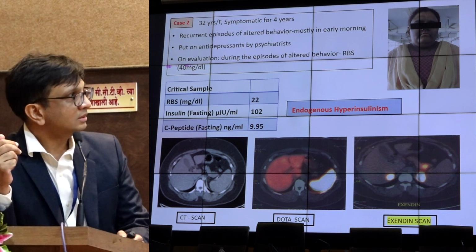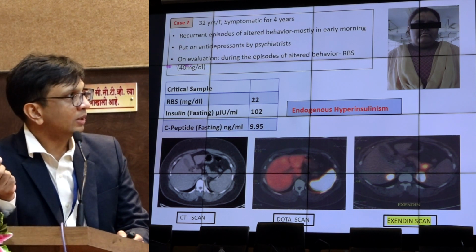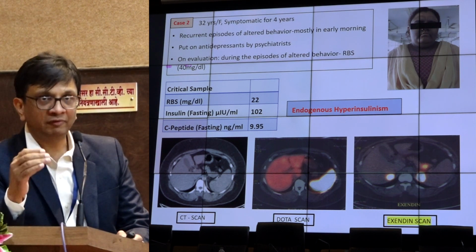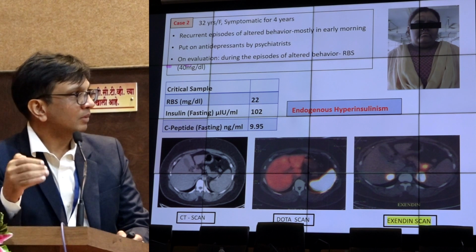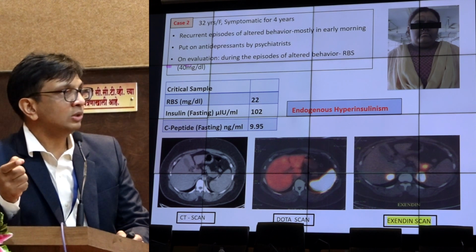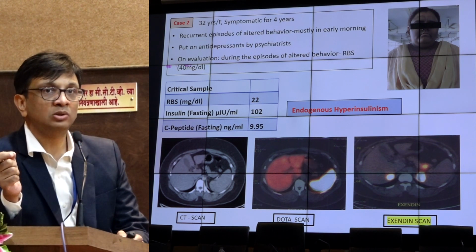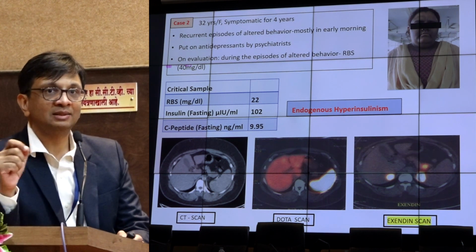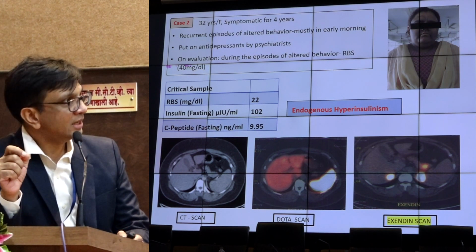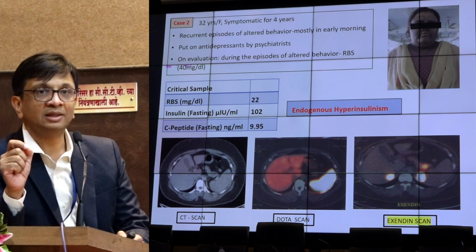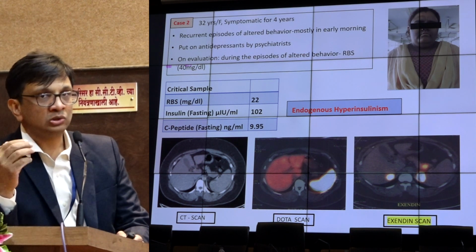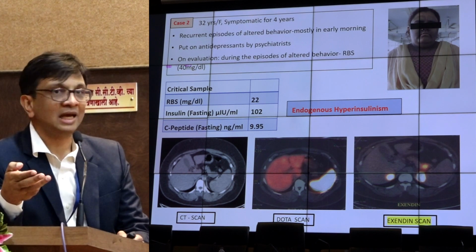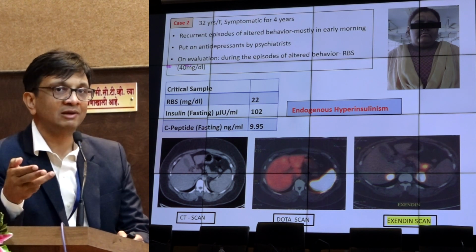And you can see the critical sample: RBS was 22, fasting insulin was 102, C-peptide is high. So we have followed the clinical, biochemical, and the radiological approach. Radiologically, the DOTA scan and the CT scans were not able to pick up the lesion. But by 2010 onwards, we had this exenatide scan. So in her case, the exenatide scan could pick up the lesion in the tail of the pancreas. So 50% of the time the DOTA scan will pick up, but now we have the exenatide scan, which will pick up these lesions and has made our life very easy.